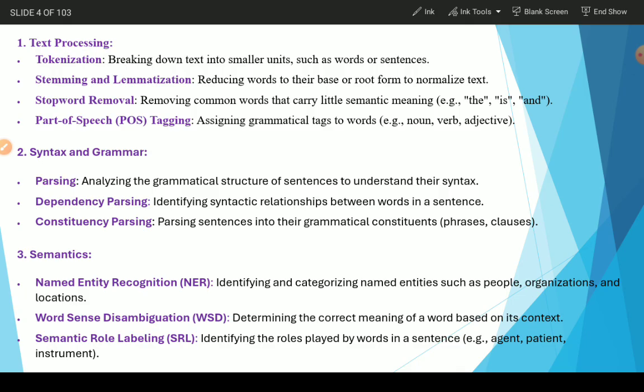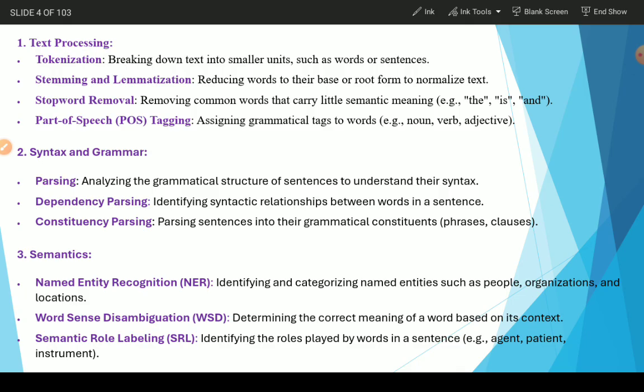Parsing, constituency parsing, and dependency parsing are three key ideas in NLP that are connected to comprehending the syntax and structure of sentences. Parsing entails examining the grammatical structure of a sentence in order to understand its syntax. This is necessary for tasks like information extraction, question answering, and machine translation. By representing words as nodes in a graph and their relationships as directed edges, dependency parsing finds syntactic links between words in a phrase.